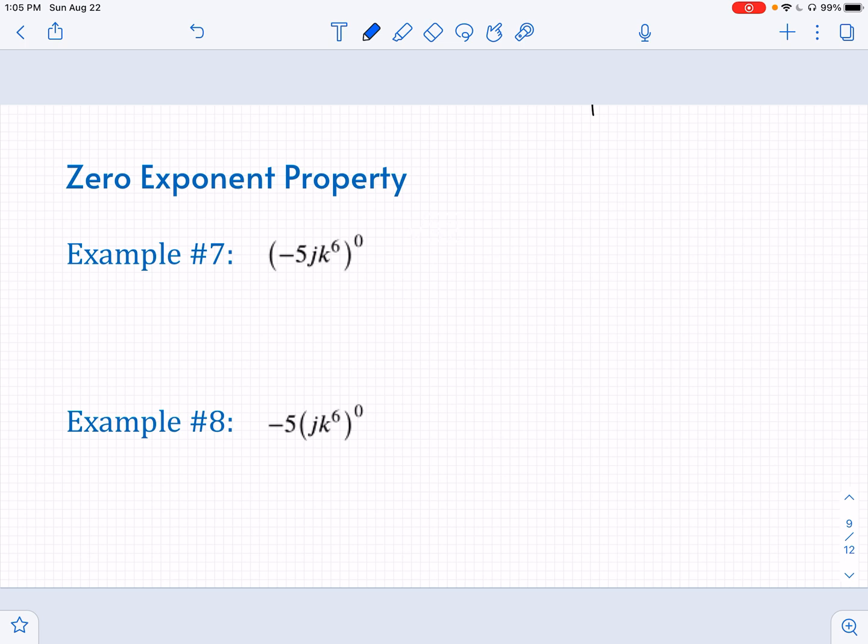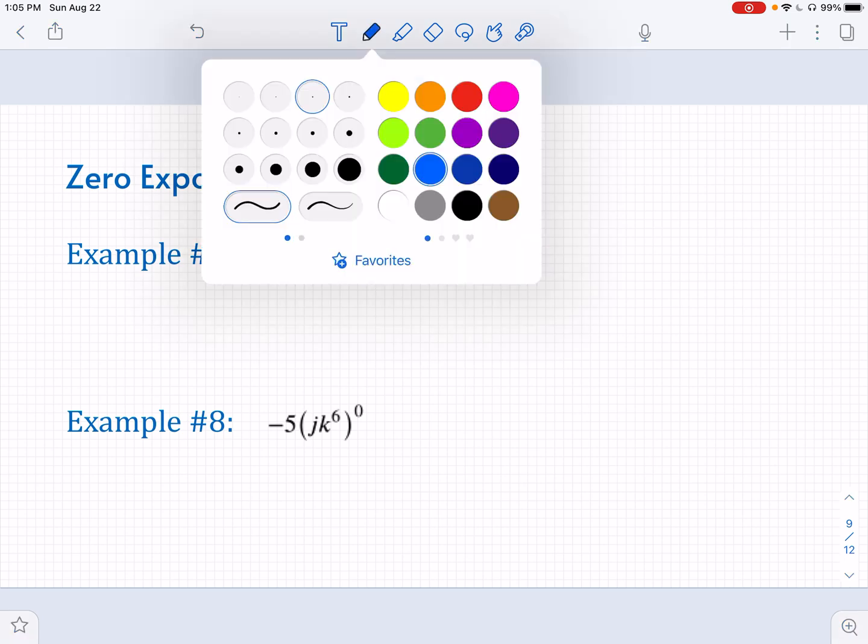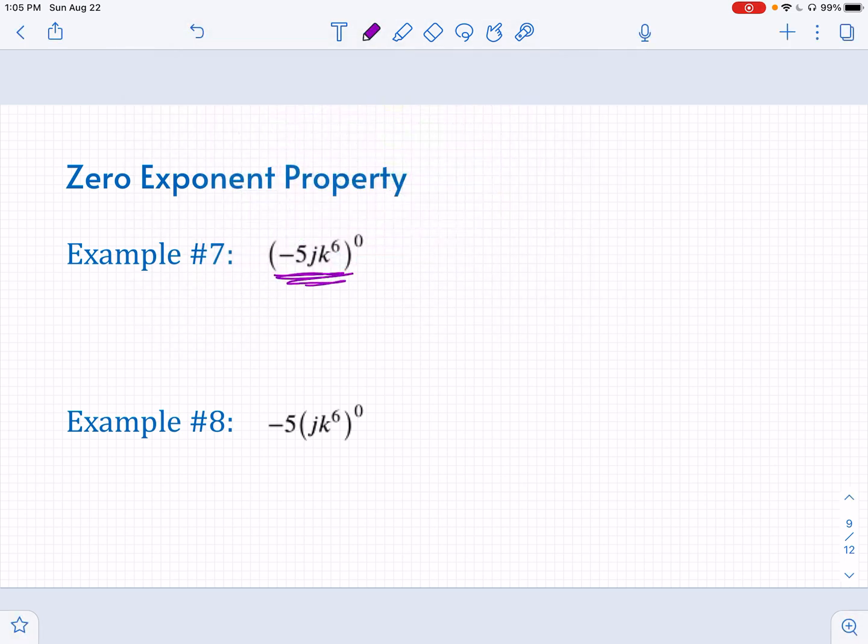So let's try a few. If we look at this first example, everything, the whole parentheses, is being raised to the power of 0. And I know anything to the power of 0 is 1. Not much work to be done. Now down here, you've got to be careful because only this part of the expression is being raised to the power of 0. So this part of the expression does become 1, but you have negative 5 times 1, which is negative 5.